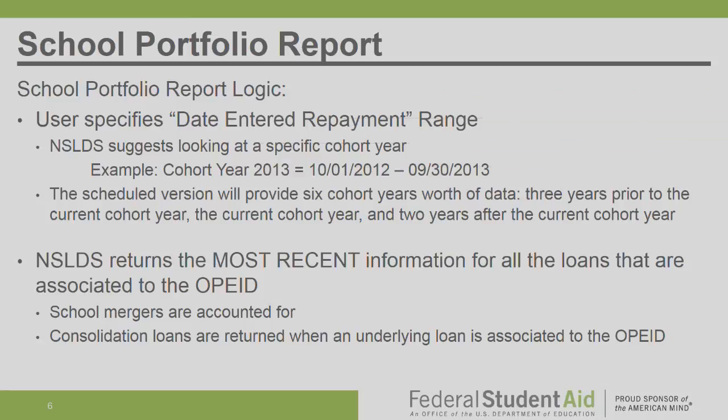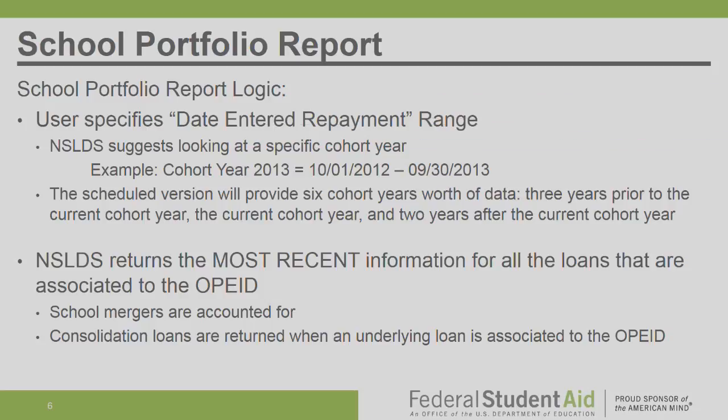So it's a good idea, if you're interested in trending what's happening on the portfolio over time, to either request the report at fixed intervals of time so that you can build a history on all of these individual loans, or to use that scheduled report and we'll automatically generate it once a month.